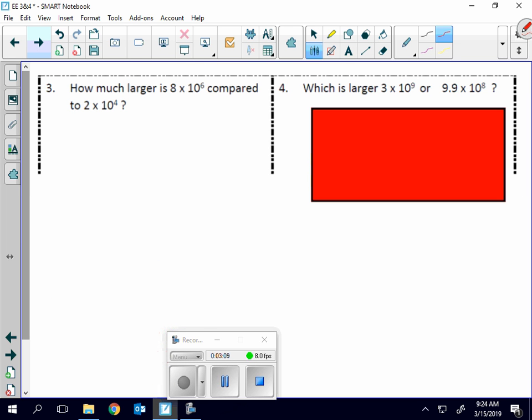All right, number 3. How much larger is 8 times 10 to the 6th compared to 2 times 10 to the 4th? Well, how much larger? What operation does that mean to you? Why don't you think about it as how much larger is just the number 8 than the number 2? How much larger is 8 than 2? To me, that's 6. 6 numbers larger. So what did you do to get from 8 to 2? We subtracted.